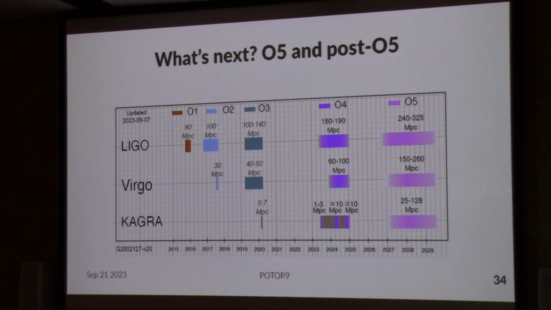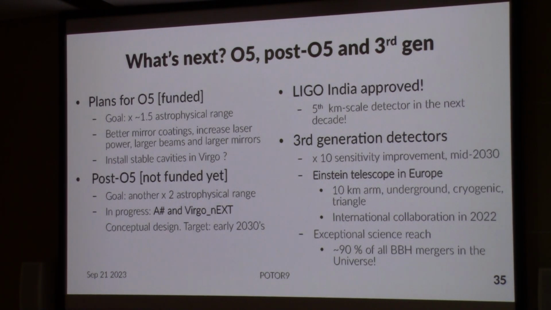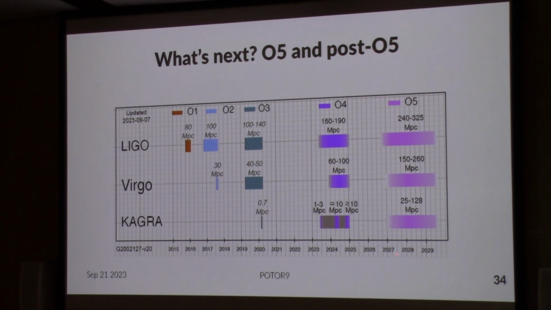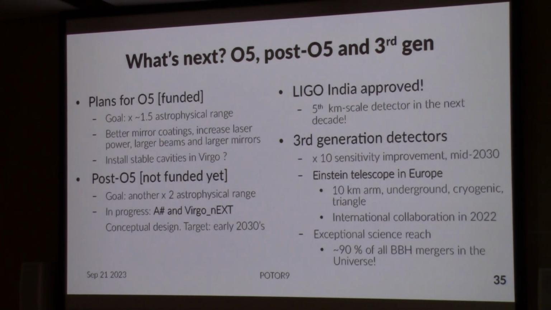Let me move on to the outlook now. So we were here, and now we are moving here. So what's next? O5 and post-O5, which is not in that. Well, first of all, we have plans for O5, so the run that will occur after the current run O4. This is planned for 2027, 28. I think the date is not completely fixed yet, of course.